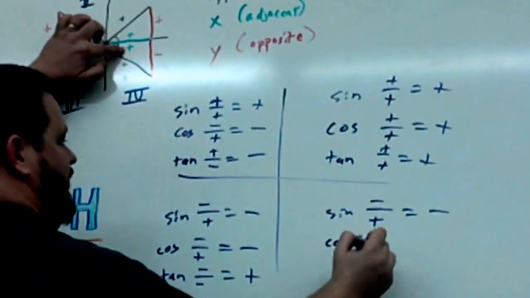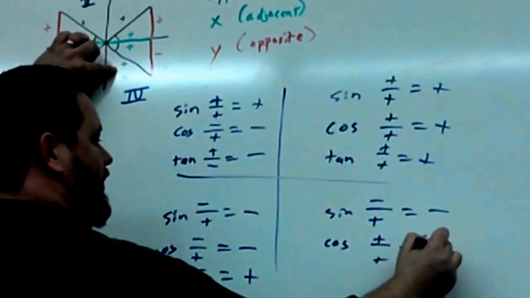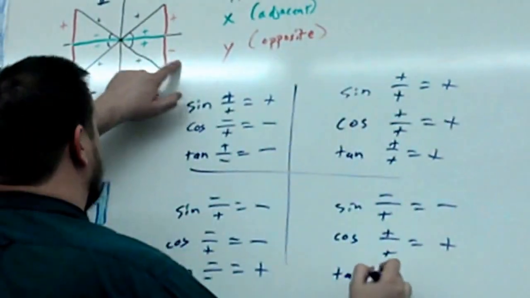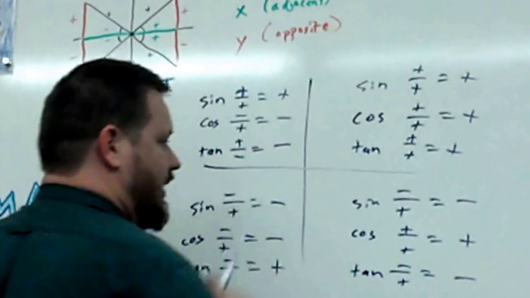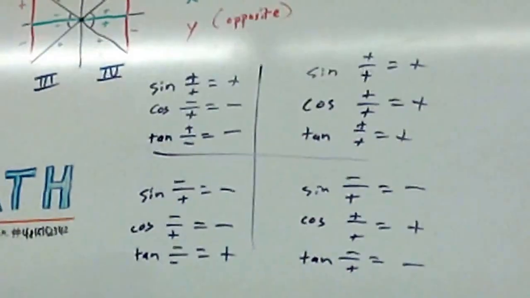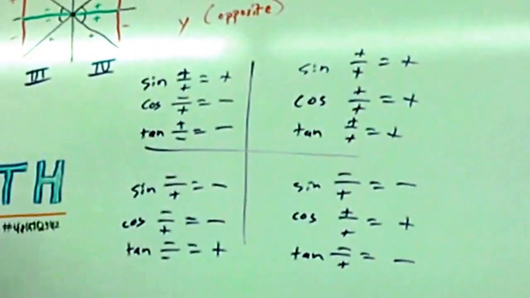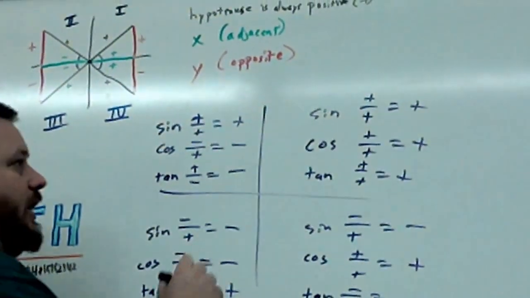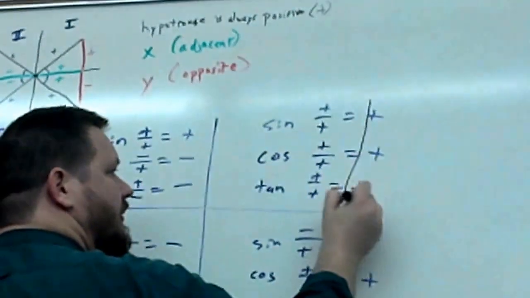which is negative. Cosine is adjacent, positive, over hypotenuse. And tangent is opposite over adjacent, which is negative. So what happens here? Of the 3 functions, sine, cosine, tangent, how many of them are positive in quadrant 1? All of them.